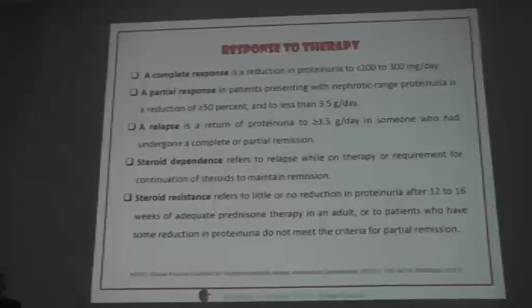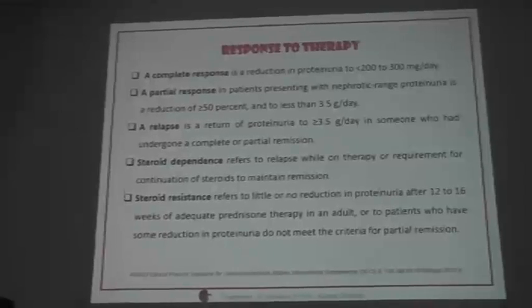Regarding the response to therapy, there are just a few terms you should know. I think all of you are aware of them. Complete remission means the patient responded with a reduction of proteinuria to less than 300 milligrams per day. Partial response means the patient came down to less than 3.5 grams per 24 hours. A relapse means the return of proteinuria to the nephrotic range, more than 3.5 grams per day, in someone who was already responsive and had achieved remission, either complete or partial.